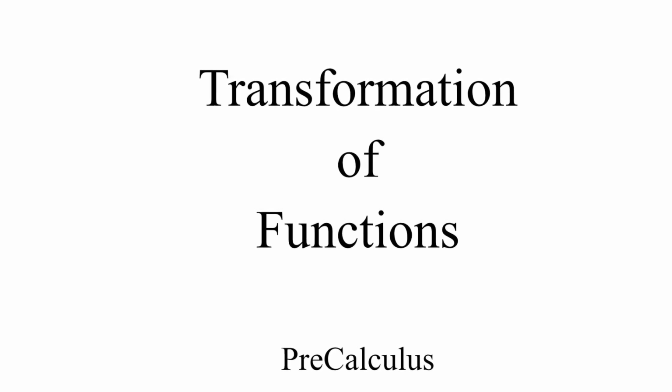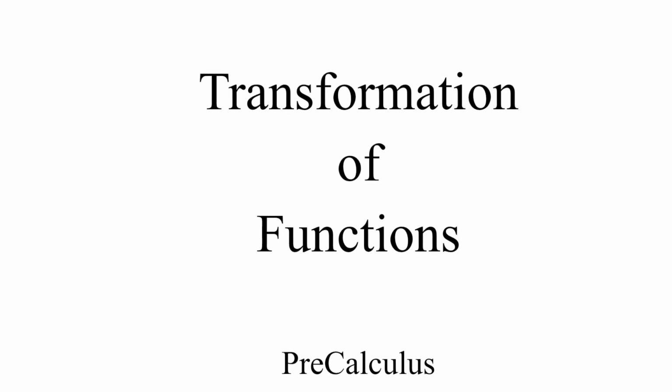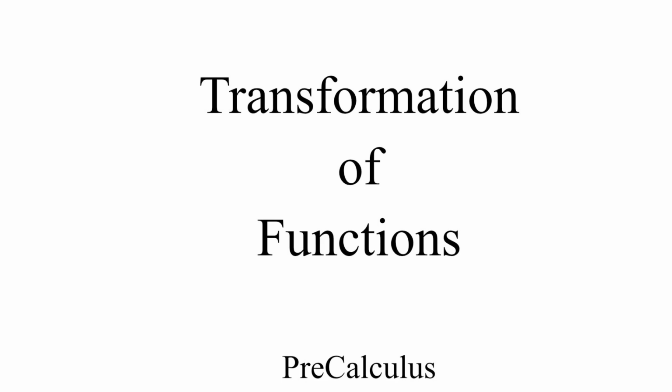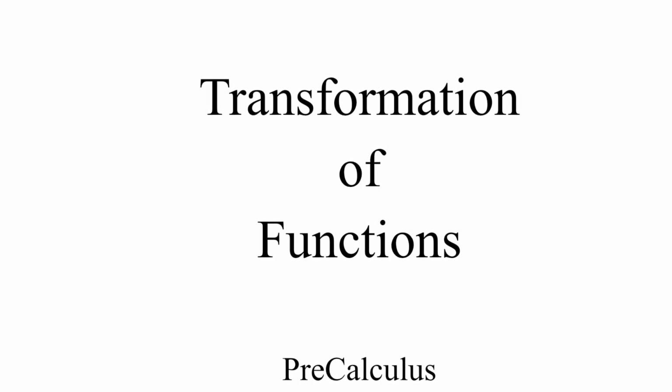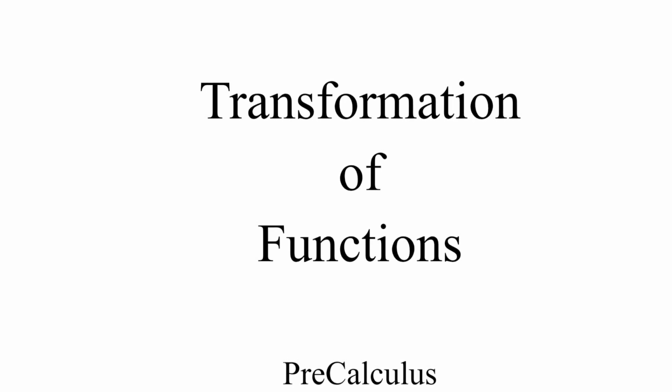Vertical shift. Given a function f of x, if we define a new function g of x as g of x equals f of x plus k, where k is a constant, then g of x is a vertical shift of the function f of x, where all the output values have been increased by k. If k is positive, then the graph will shift up. If k is negative, then the graph will shift down.